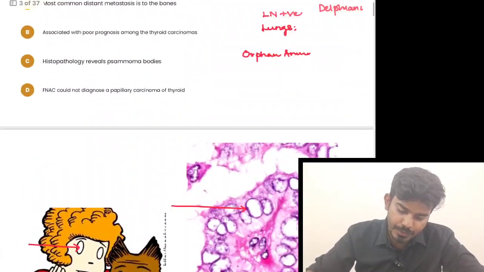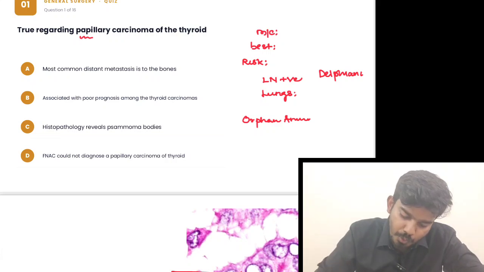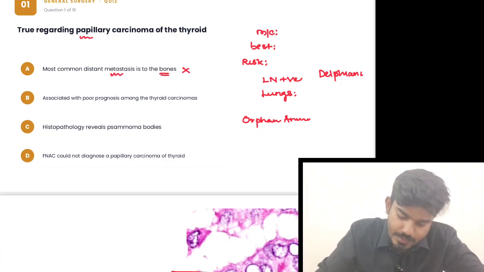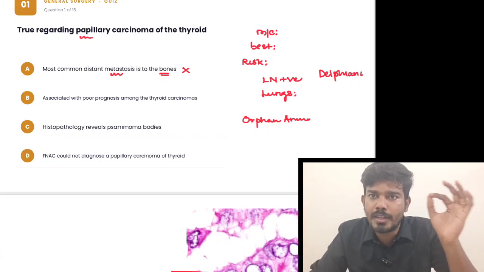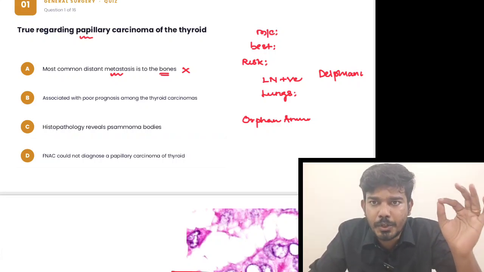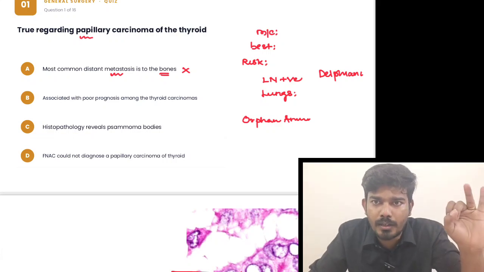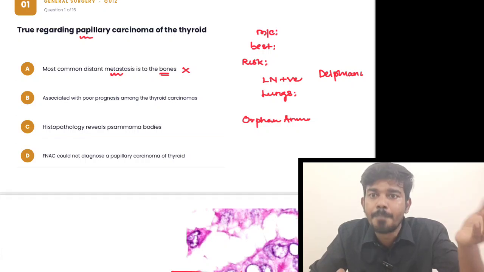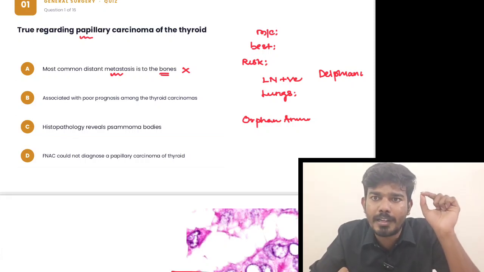So here the question is: true regarding papillary neoplasm of thyroid. Most common distant metastasis is to the bones? No, this is the wrong answer. Only in follicular carcinoma does it spread to the bones. Differentiated tumors are papillary as well as follicular carcinomas. Anaplastic tumors are undifferentiated, whereas medullary carcinoma arises from parafollicular C cells.